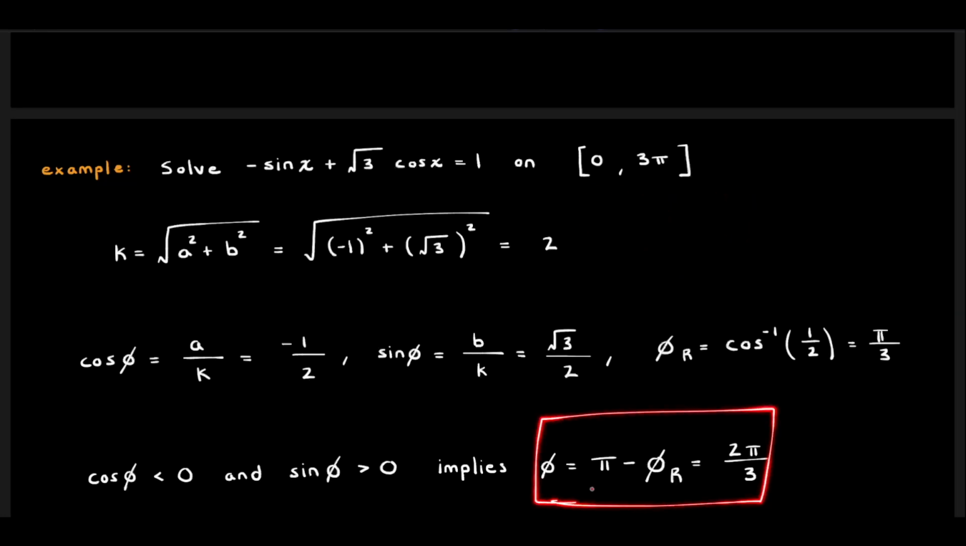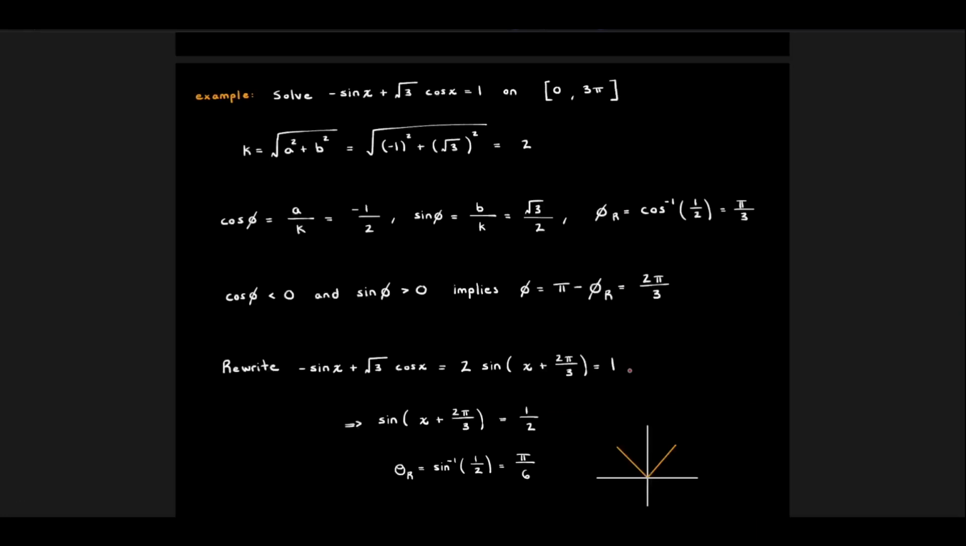It's 2 pi/3. Now that we have our k value and angle, we can go ahead and rewrite this as k times the sine of x plus phi. And this all equals 1. You divide both sides by 2 to isolate for the trigonometric ratio. And we have a very similar equation again. We have basically sine of theta equals 1/2. So that corresponds to solutions theta equals pi/6 and theta equals pi minus pi/6, which is just 5 pi/6.